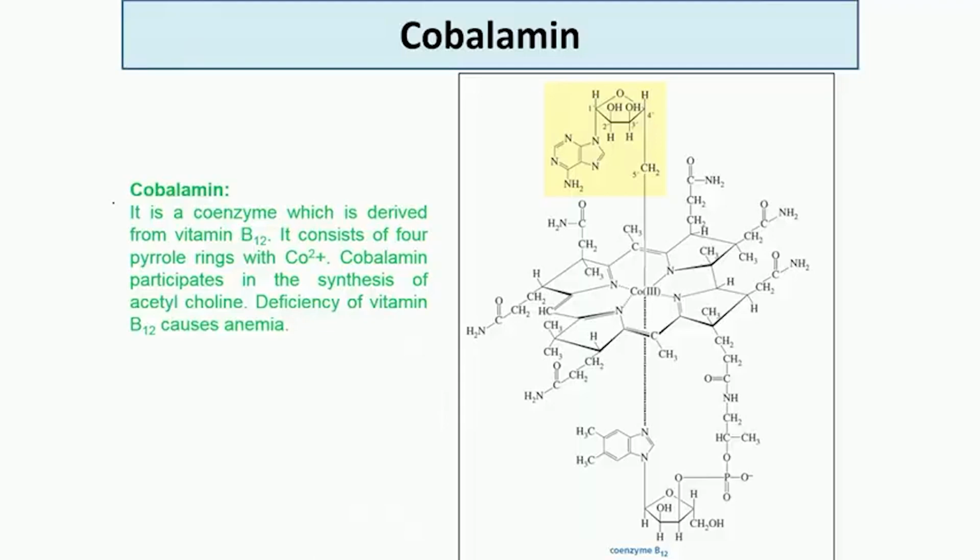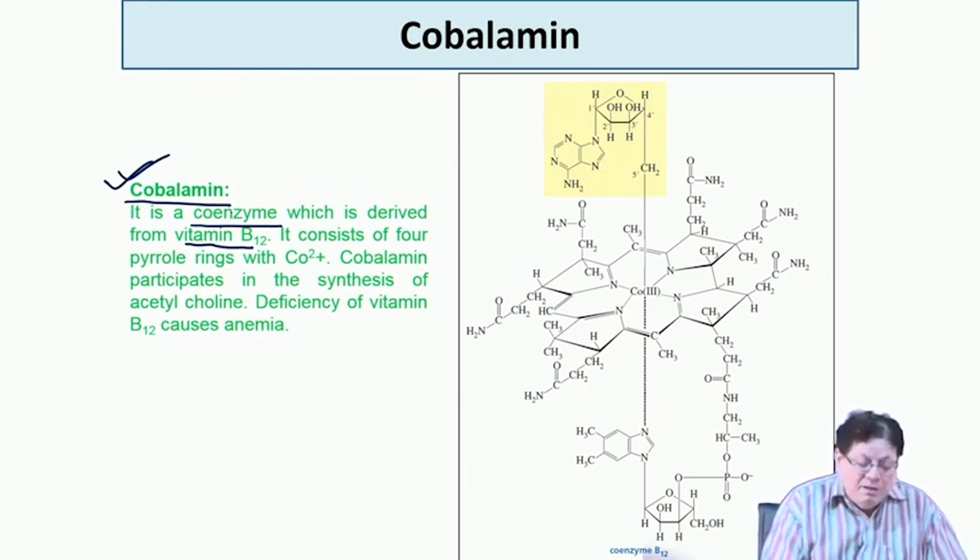Welcome back. Now we will proceed to describe the chemistry of the remaining B complex cofactors and study the reactions in which they participate along with the enzyme. What is left now is cobalamin. Vitamin B12 is the source, and cobalamin is the coenzyme form of vitamin B12.